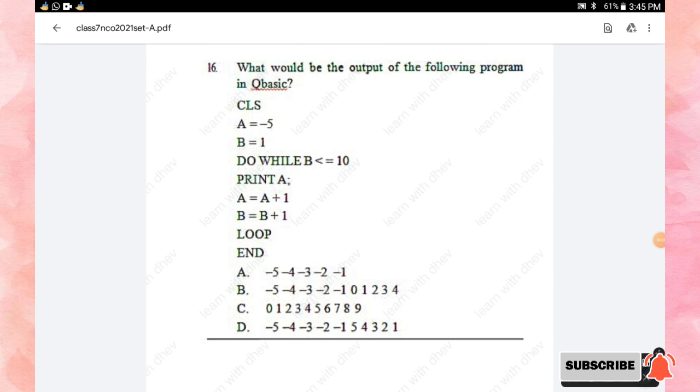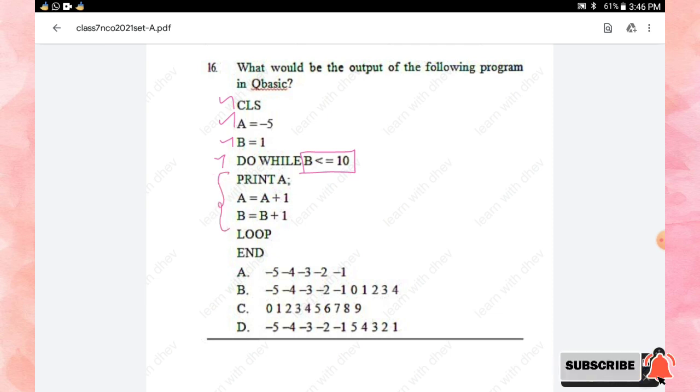Question number 16. What would be the output of the following program in QBasic? So the first statement is clear screen. Second one, -5 is initialized to the variable A and the value 1 is initialized to the variable B. Next, they have used a do while statement. Here the condition is B less than or equal to 10. So this loop will get executed until this condition is true. These are the statements present inside the loop.